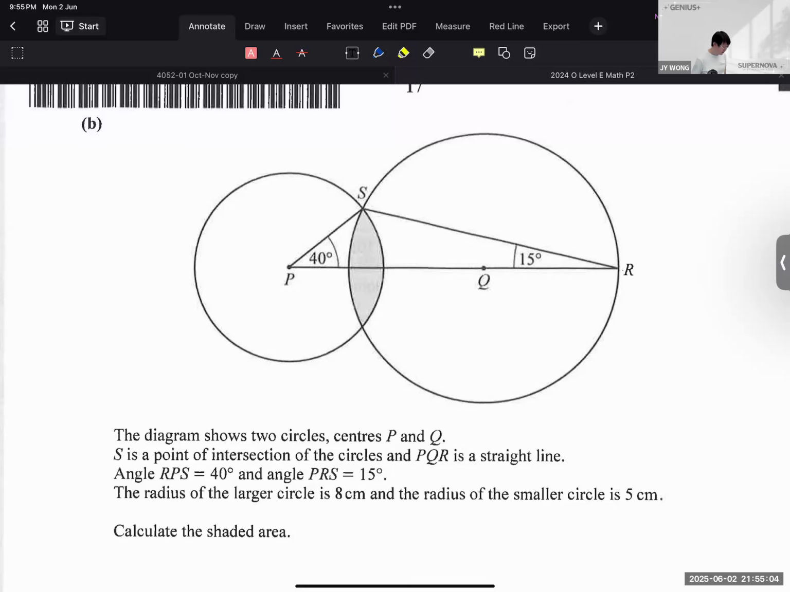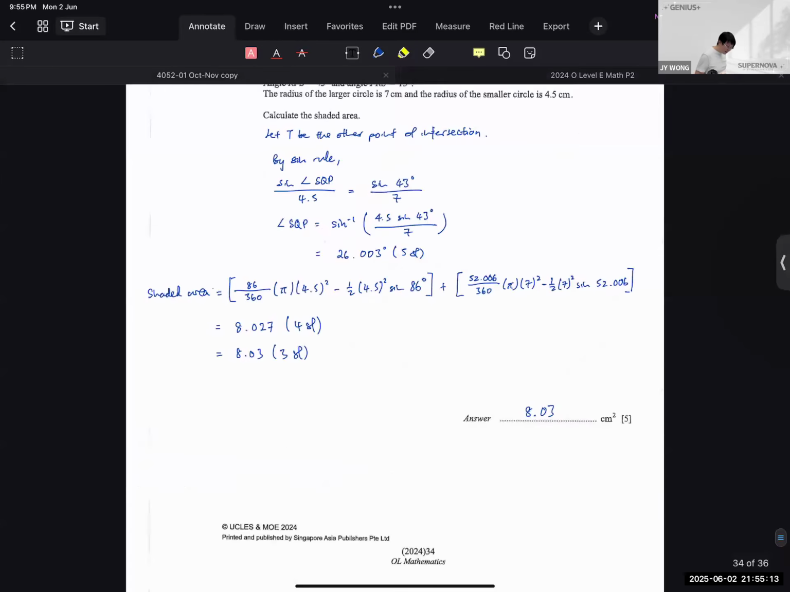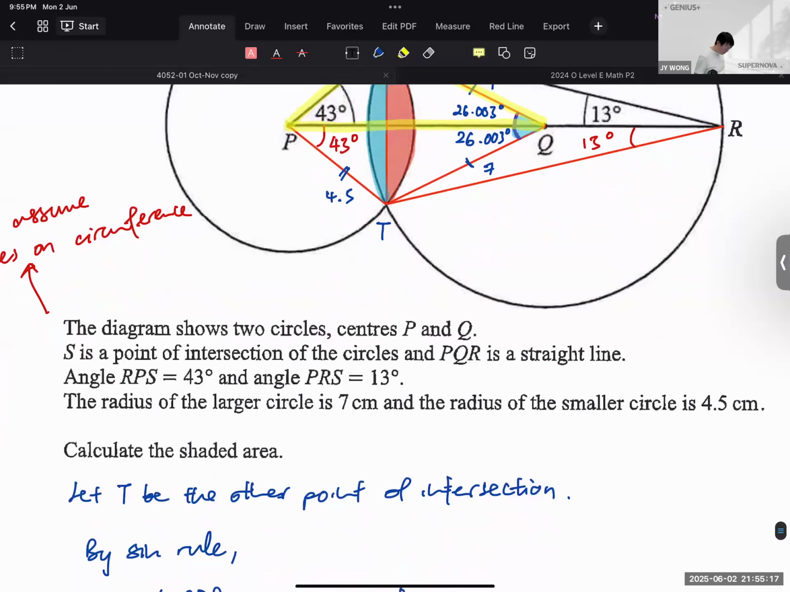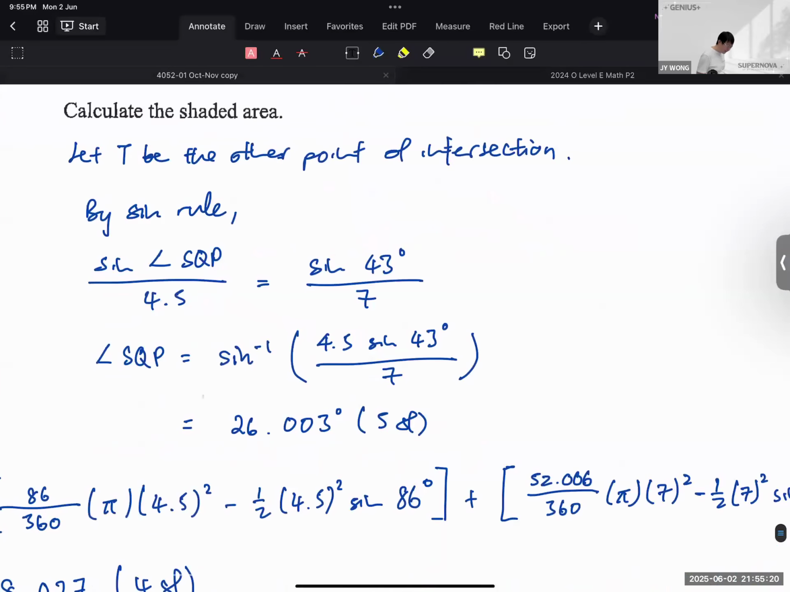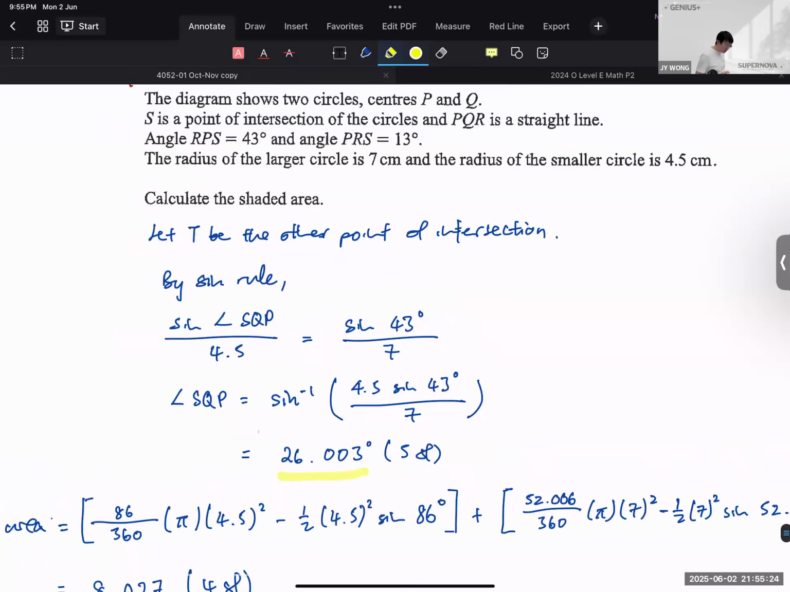Yeah, so you can see that Cambridge changed the question, but it still tells you something. If you use sine rule here, technically now you can use it. Actually, you can, but it is still not on the circumference. The fact that when you use sine rule, you get 26.00 something tells you that it doesn't actually lie on the circumference. You get the logic.